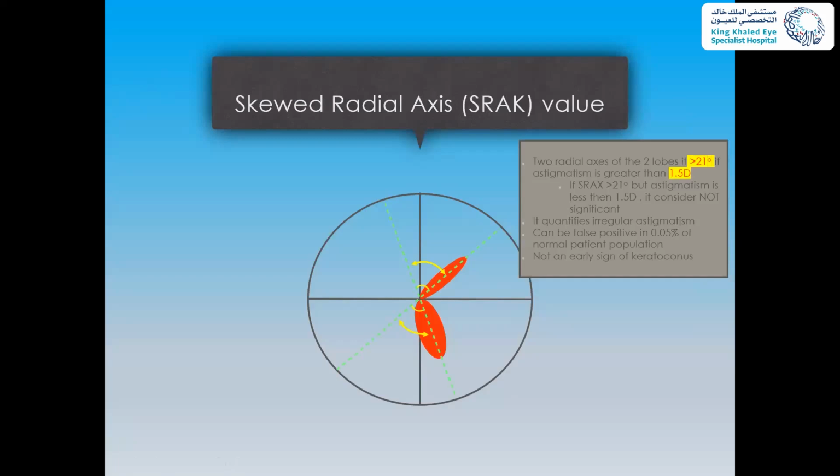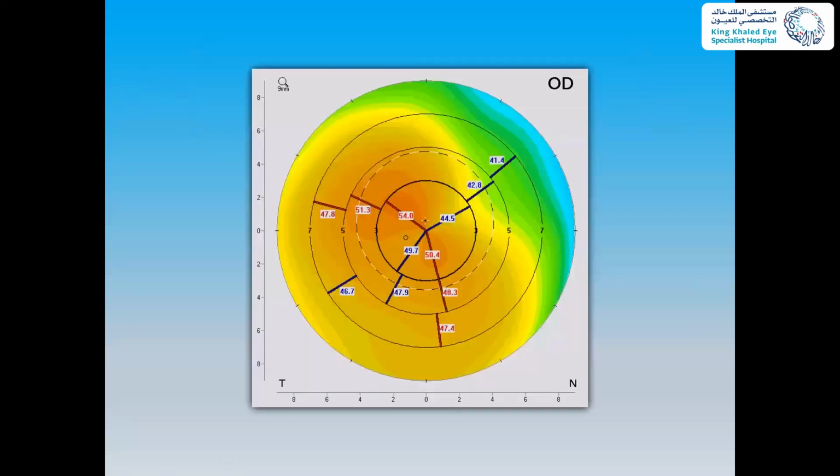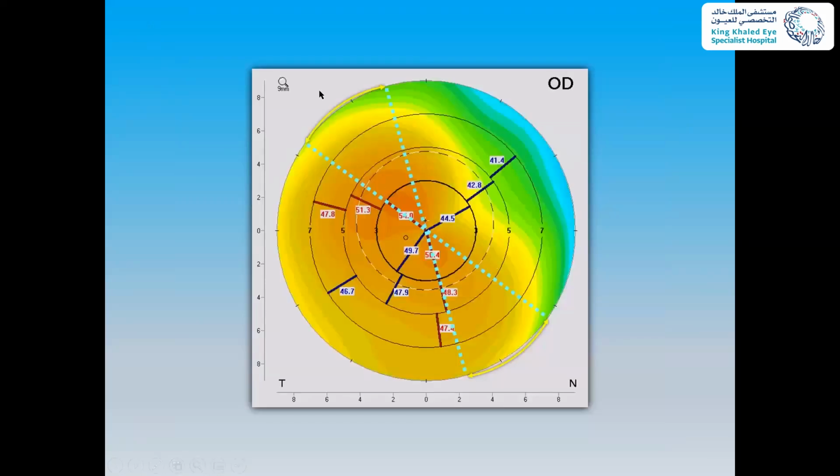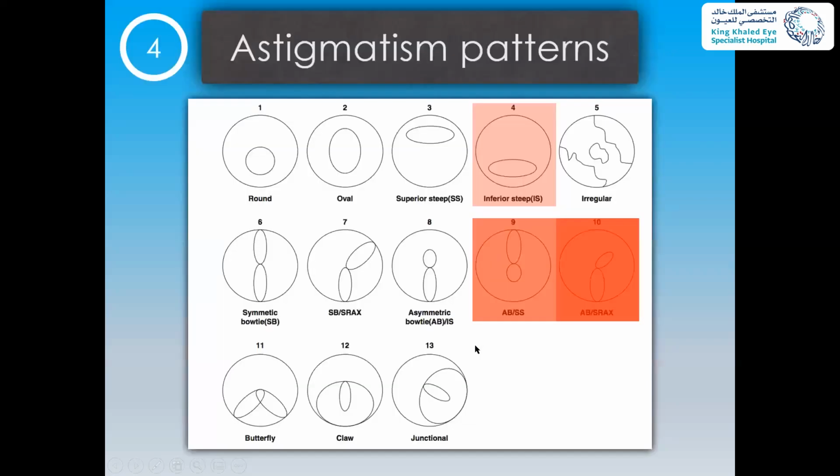If it is 22 or more, it is abnormal, provided the astigmatism is more than 1 or 1.5. Anything less than 1, even if it is 22, 23, it does not make much difference. So this is what we are talking about here. So 48 here and 51 there. So we create this angle, and this angle seems to be more than 20, 21. Yeah, it's almost 30. So this is abnormal.